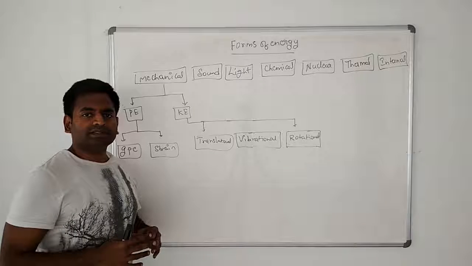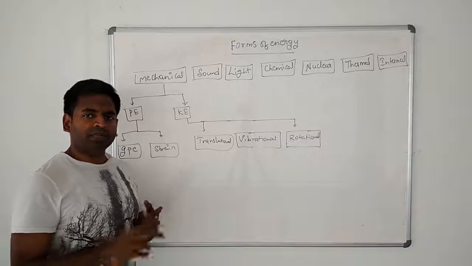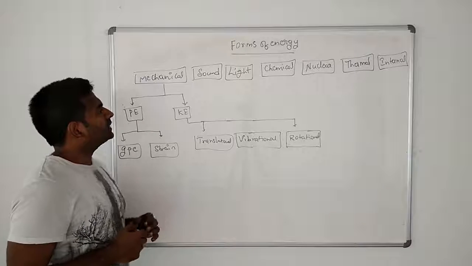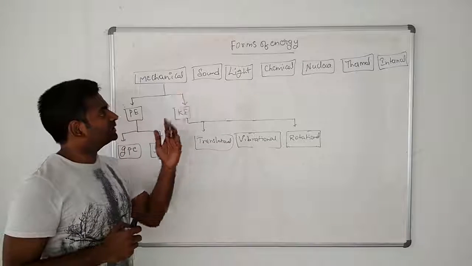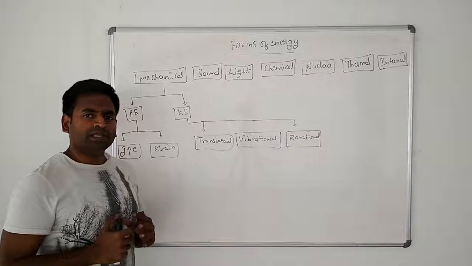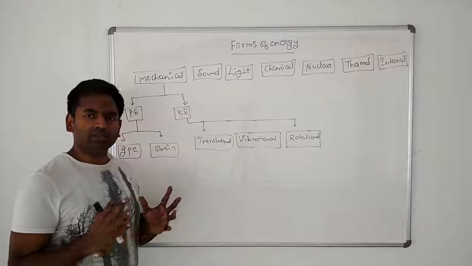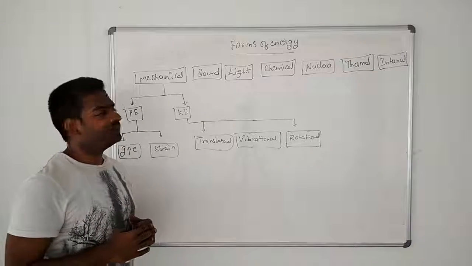In the last classes, we have seen work done, power, and energy. In this class, we are going to continue with the lesson, that is, we are going to see the forms of energy. In the last class, we said that energy is the capacity of a body to do work. That is energy.